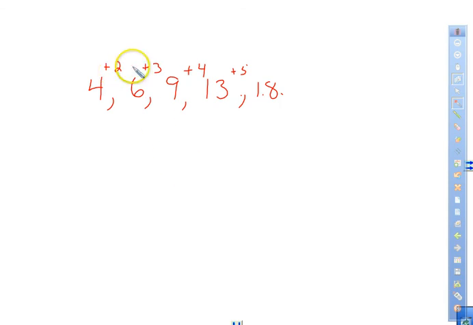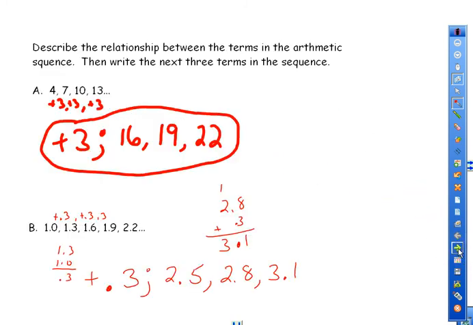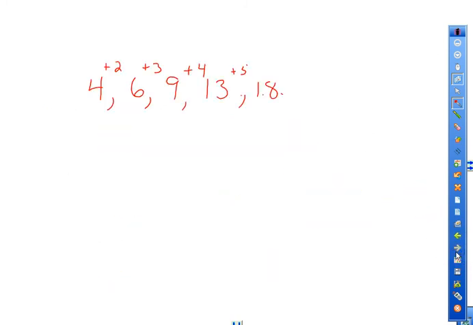It is adding, for arithmetic. However, it is not the same number. When we look at our definition, it has to be the same number added to the previous term. So therefore, this is a pattern, it is a sequence, but it is not arithmetic. Just because you're adding, it has to be the same number each time. All right, I just want to make sure you are clear on that.